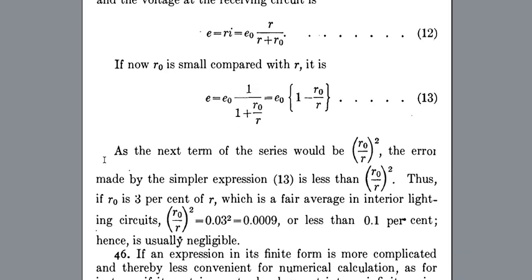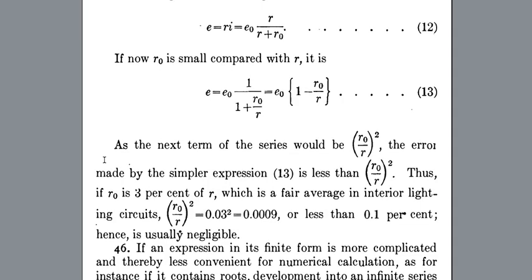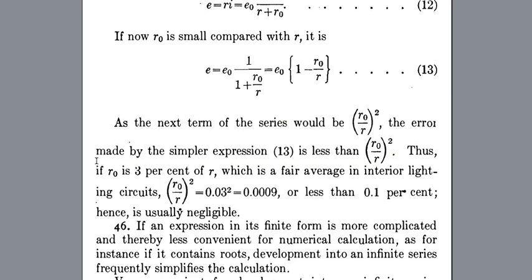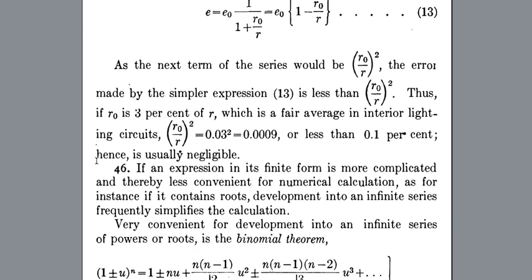As the next term of the series would be the square of the fraction R sub 0 divided by R, the error made by the simpler expression 13 is less than the square of the fraction R sub 0 divided by R. Thus, if R sub 0 is 3% of R, which is a fair average in interior lighting circuits, the square of the fraction R sub 0 divided by R equals 0.03 squared, which equals 0.0009, or less than 0.1%. Hence it is usually negligible.